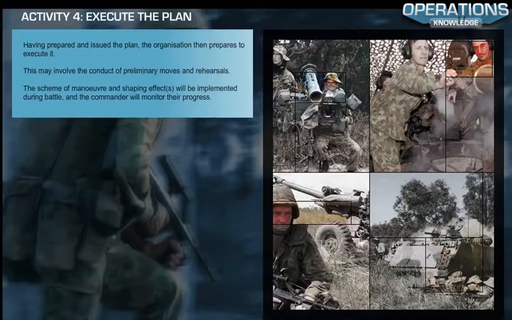Having prepared and issued the plan, the organization then prepares to execute it. This may involve the conduct of preliminary moves and rehearsals prior to the launching of the operation. During battle, the scheme of maneuver and shaping effect on the enemy are implemented. The commander tracks progress to ensure a degree of control in accordance with his intent. When certain decisions are made, they should be in accordance with prepared branches or contingencies.